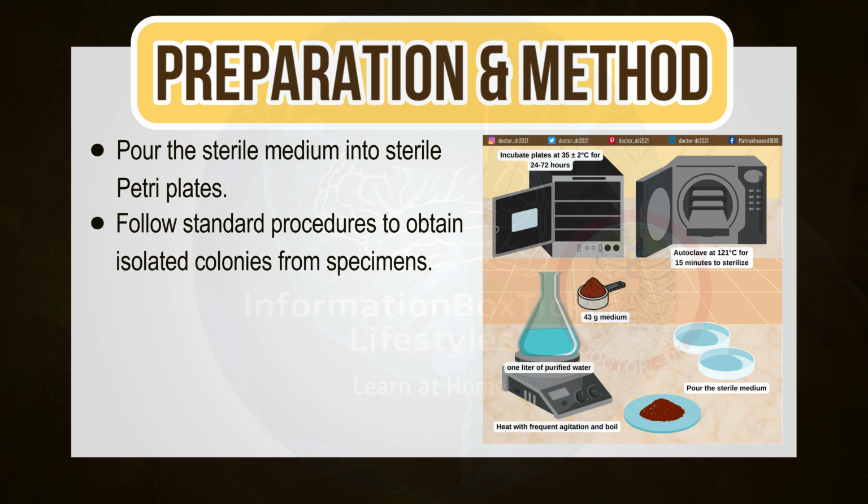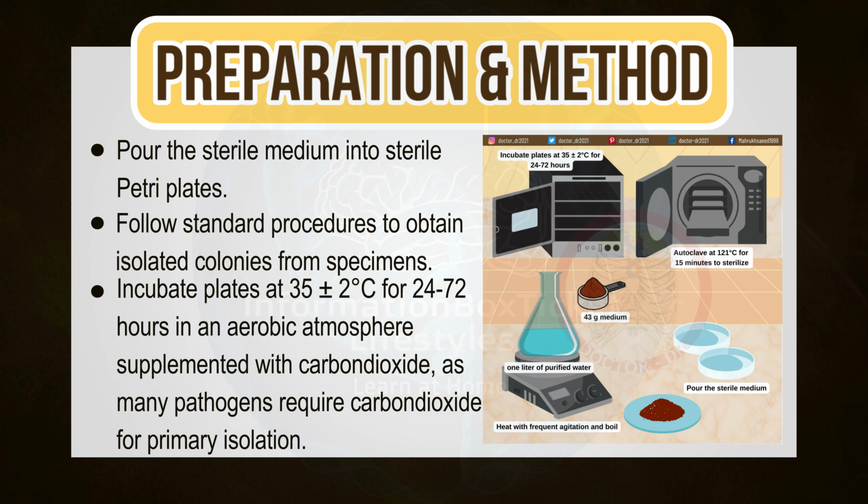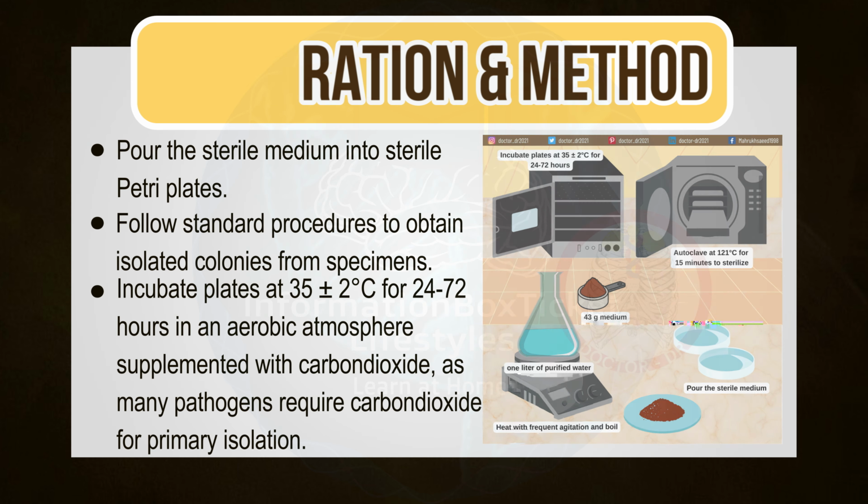Follow standard procedures to obtain isolated colonies from specimens. Incubate plates at 35 ± 2 degrees C for 72 hours in an aerobic atmosphere supplemented with carbon dioxide, as many pathogens require carbon dioxide for primary isolation.